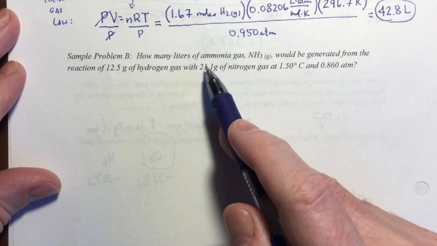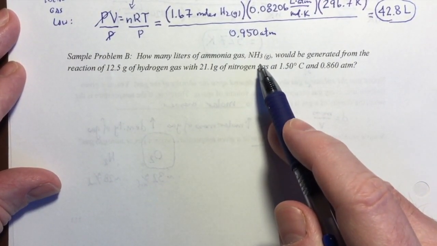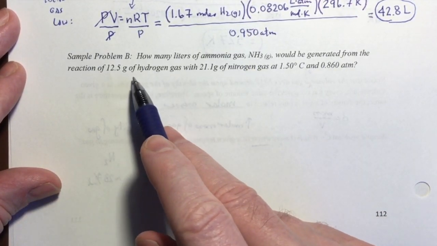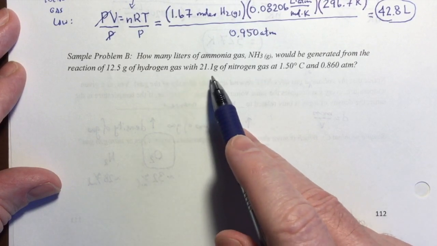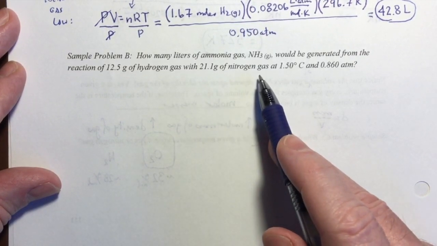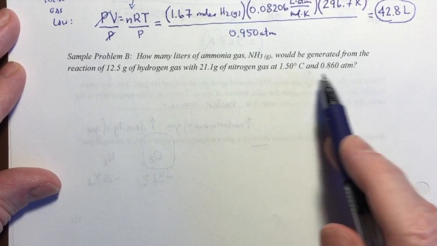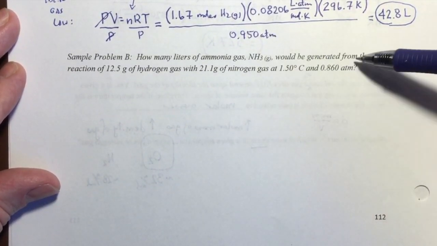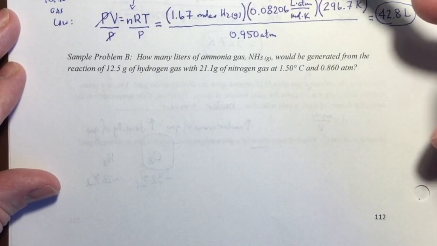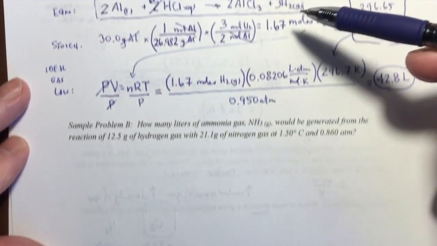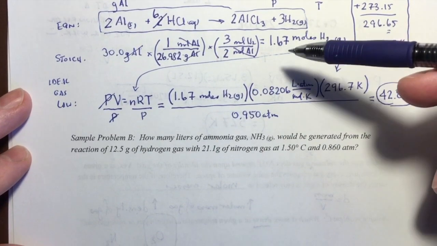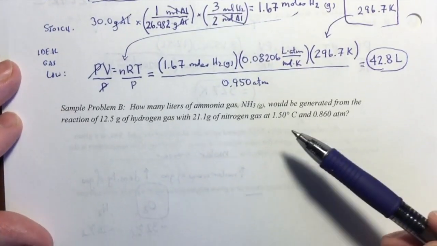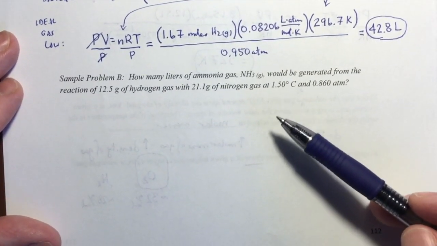How many liters of ammonia gas, NH3, would be generated from the reaction of 12.5 grams of hydrogen gas with 21.1 grams of nitrogen gas, and they give us a temperature and a pressure. Now I'd like to point out two things about this problem that are more challenging than the one that I just gave you. So I'm giving you a problem that's a little bit more challenging than the one above. Have you spotted one of the challenges?